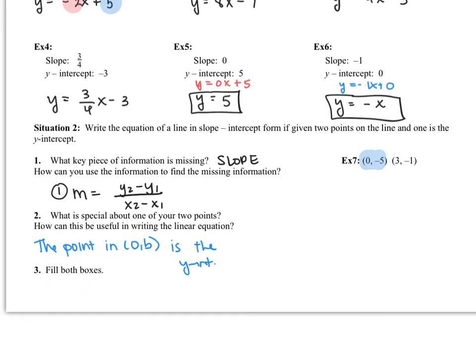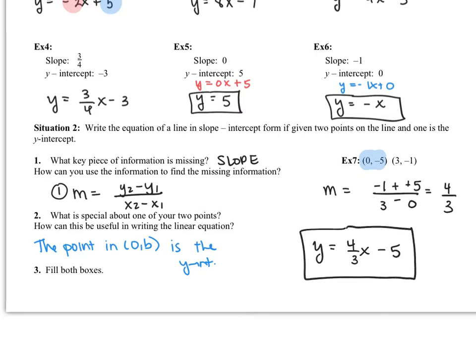Now remember, my goal is to fill both of those boxes. Before I can do that, I'm missing my slope, so I'm going to do subtraction fraction. y2 would be negative 1 minus y1, which is negative 5, over x2, which is 3, minus x1, which is 0. And then I would do keep change opposite, and I would get 4/3. So I'm now able to fill my slope box with 4/3, and I know that my y-intercept is negative 5, for a final answer of y equals 4/3 x minus 5.